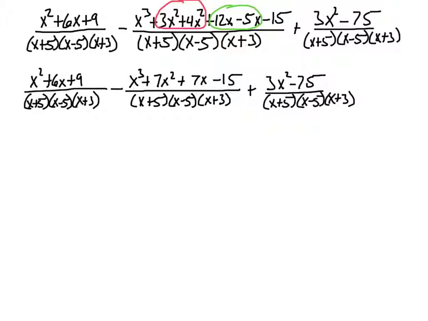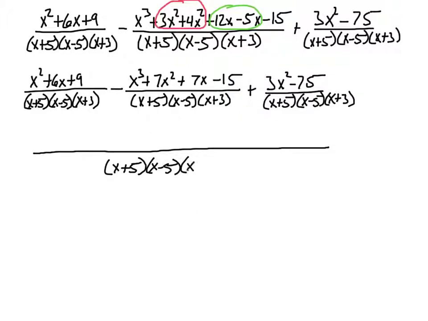Okay, so now what we want to do is we are going to add this all together in one big fraction. The denominator is x plus 5 times x minus 5 times x plus 3. Finally, we only have to write that thing once. And we're going to go through and add or subtract across the top.